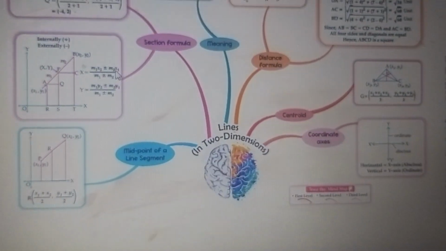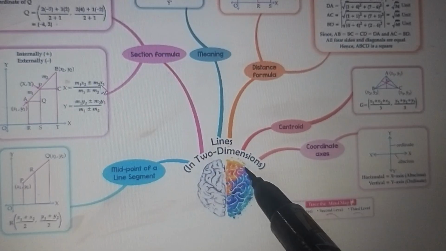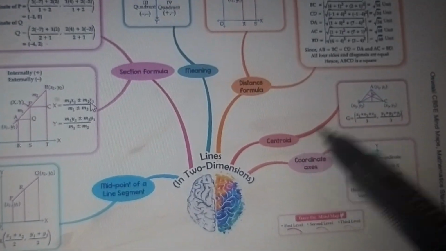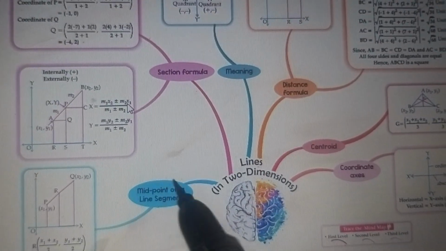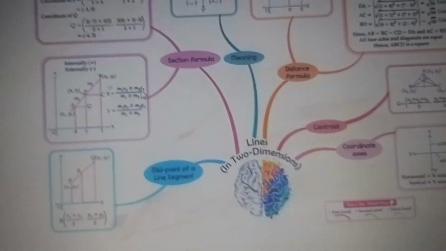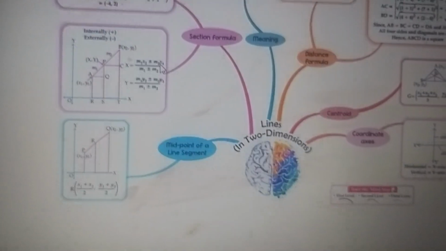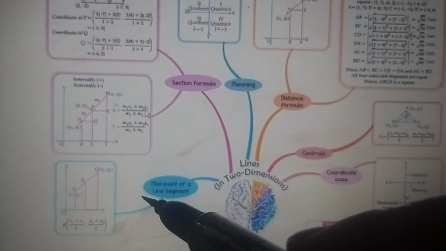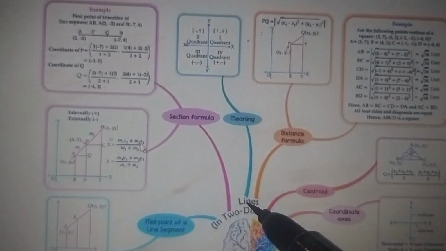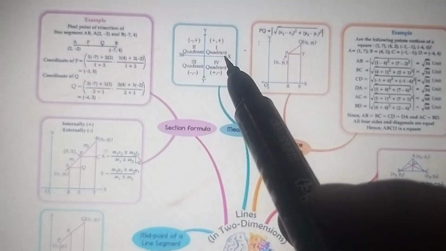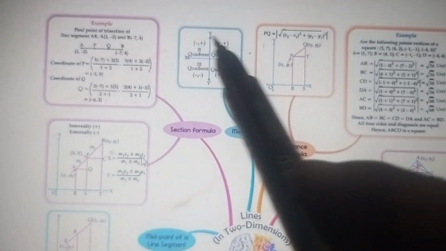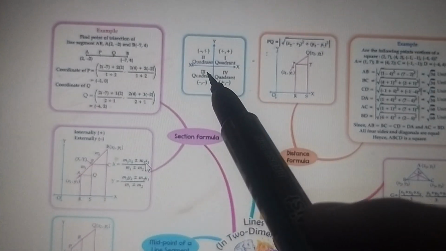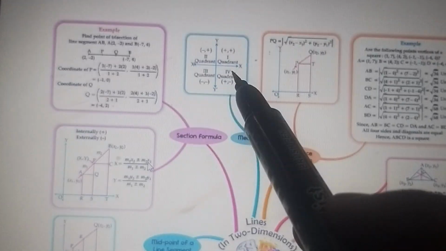Okay, next one is lines. In 2 dimensions we have lines, that is the section formula, distance formula, centroid, coordinate axes. The midpoint of a line segment is important, and the centroid is also very important. You have seen many problems based on these formulas. Okay, one by one. In the quadrants, there are 4 quadrants: in the first quadrant plus plus, second minus plus, third minus minus, fourth plus minus.